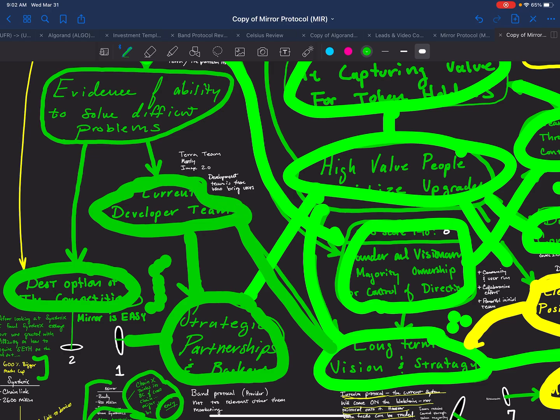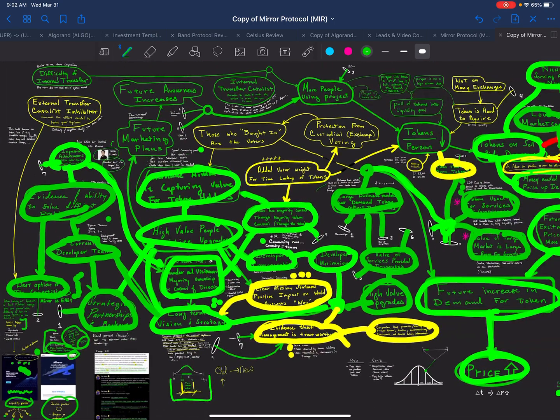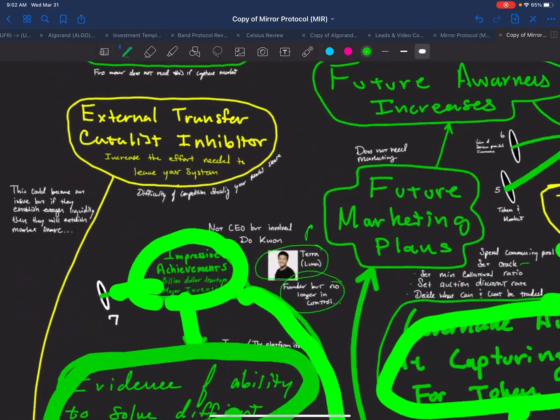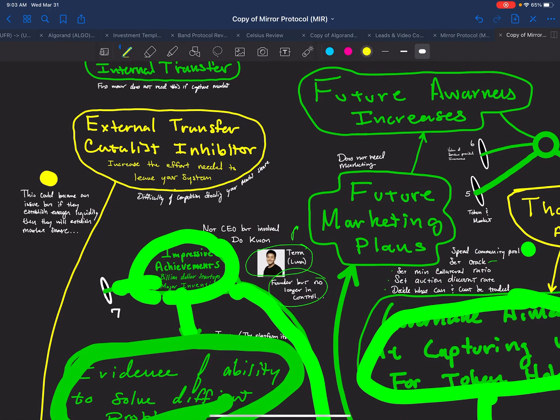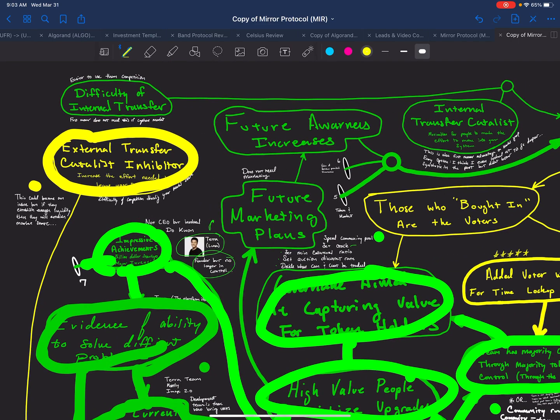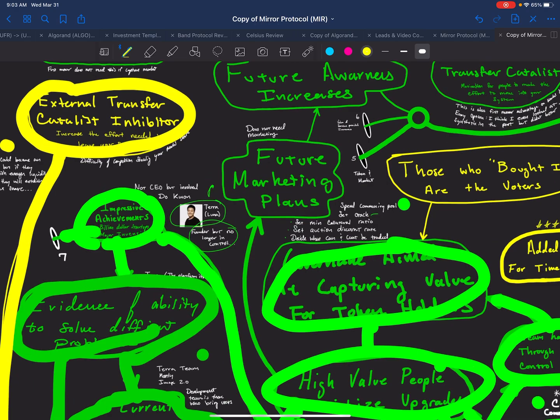The current development team was the Terra team mostly, but now it's being overtaken by the community. So all of this, that team is able to deliver. External transfer catalyst might be an issue. This could become an issue if they establish enough liquidity. But if they establish enough liquidity, they're going to have market share. They are doing that, and they had a good incentive model to get people involved and to make their platform useful with that liquidity mining.